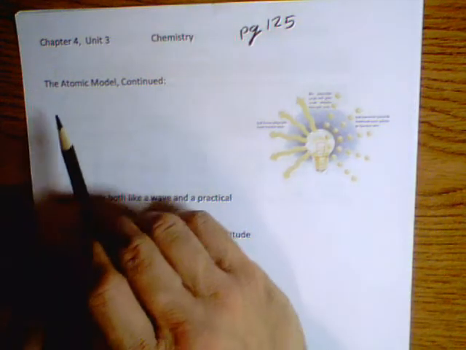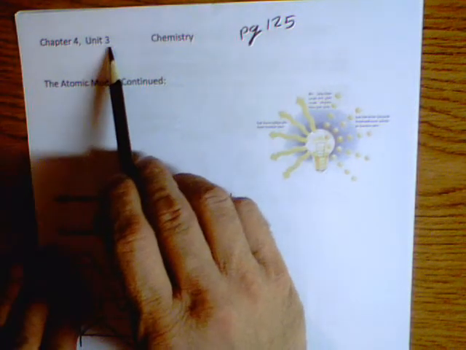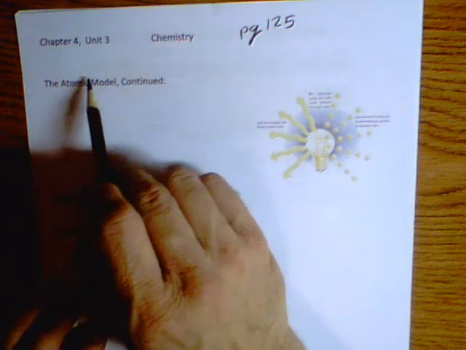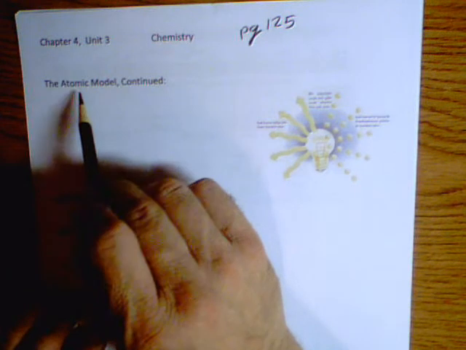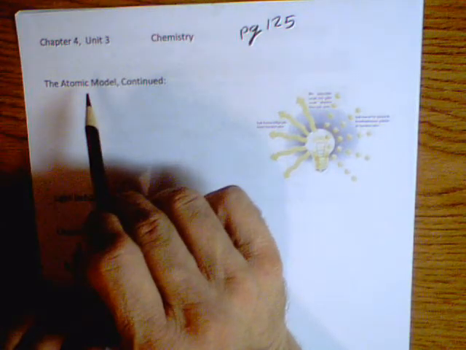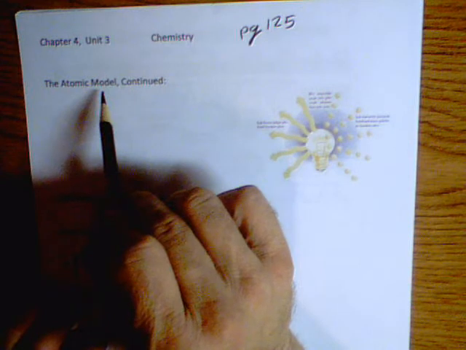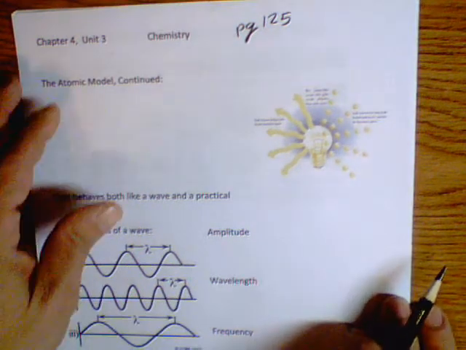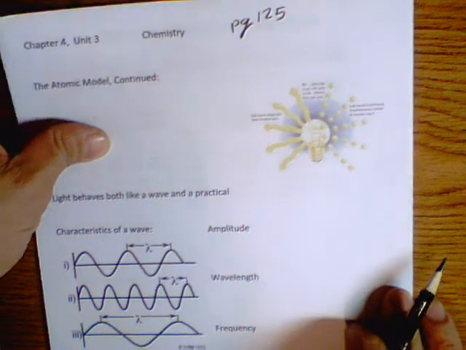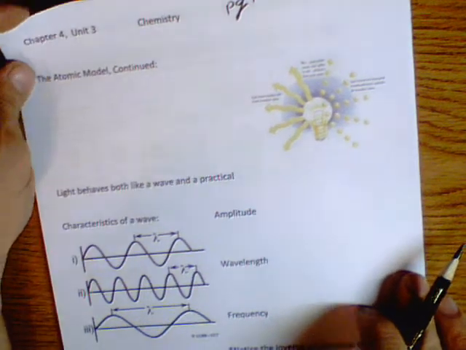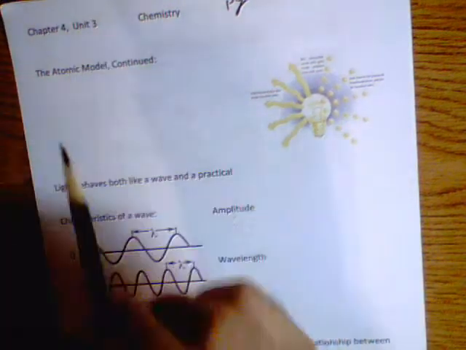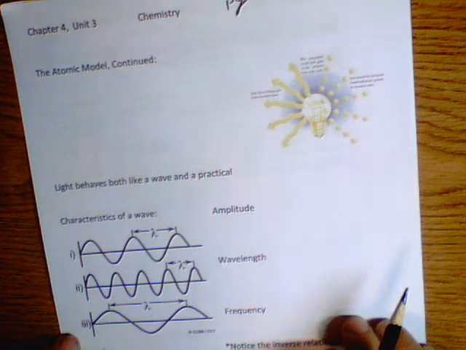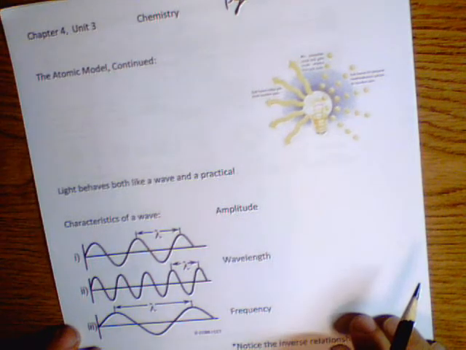What we're going to do is continue with the atomic model. Remember in chapter 3 we were carrying on about how the structure of the atom was developing over time. Well, we haven't developed it completely because we still don't know all of the details regarding the electron. So that's what we're going to talk about here in chapter 4, unit 3: the structure of the atom with regard to the electron specifically.